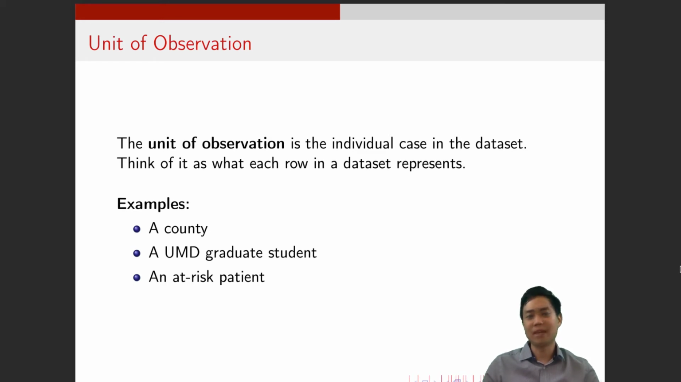Other examples might include the individual level. For example, if you're looking at data about the University of Maryland, it might be about graduate students, and the UMD graduate student is the unit of observation. Or, in clinical trials, you might have an at-risk patient as your unit of observation.